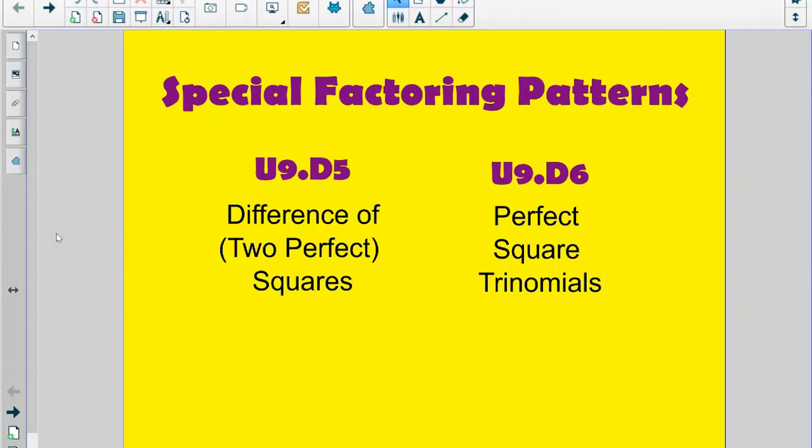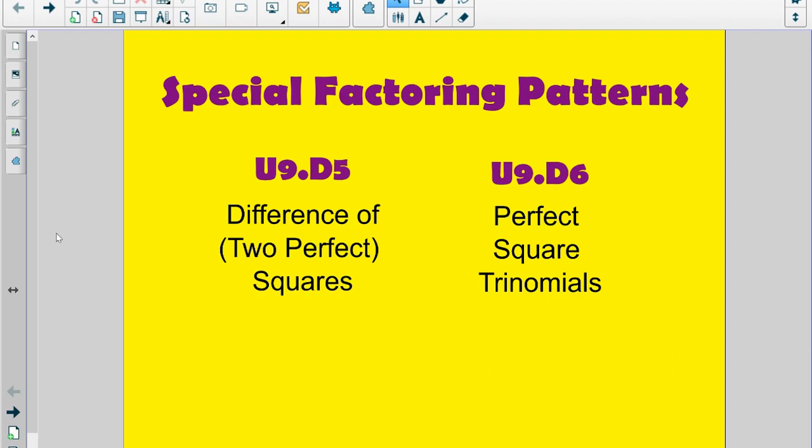All right, so we're getting down to the last couple types of factoring in this unit on factoring, unit 9. The last two types of factoring are really just recognizing special patterns. You could use some of the skills we've learned already this unit to factor these, but if you recognize, for example, unit 9.D5, the difference of squares, or the difference of two perfect squares, it makes factoring so much easier because it's just this pattern that develops, which is pretty easy once you see it here in just a few minutes.